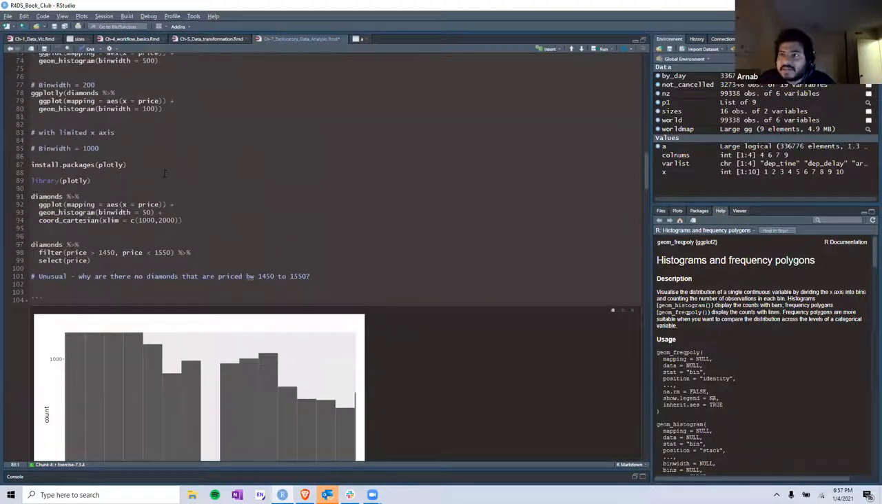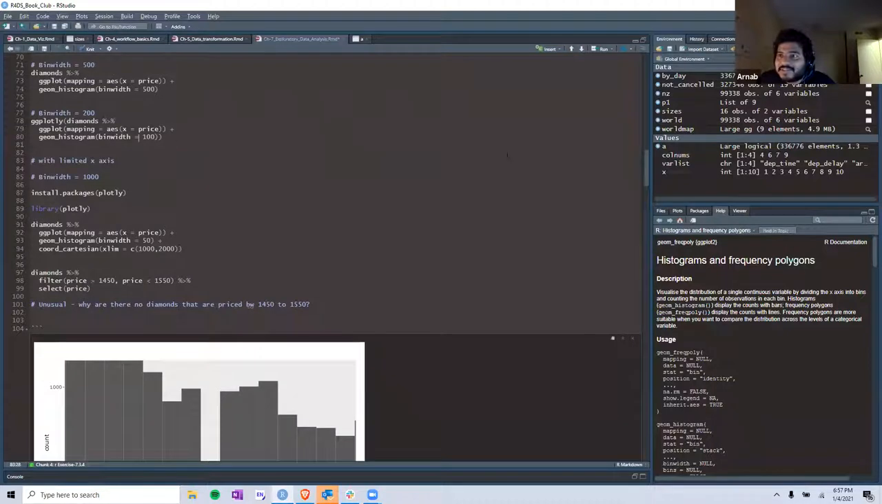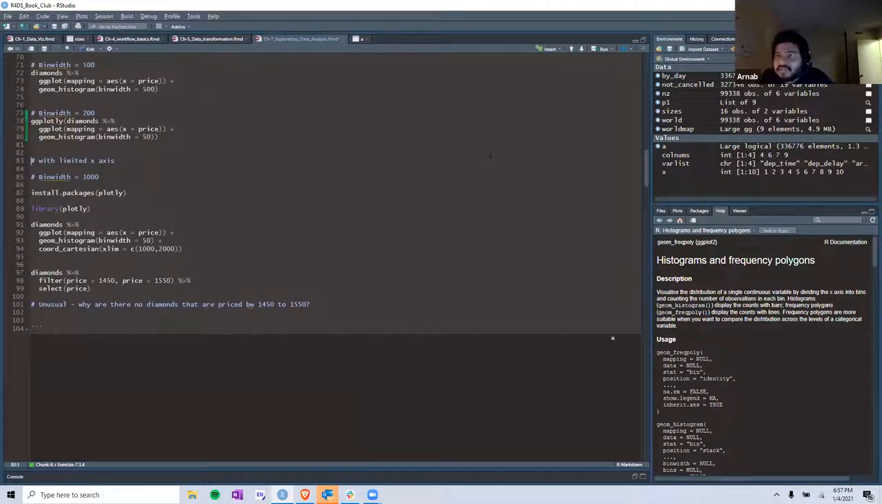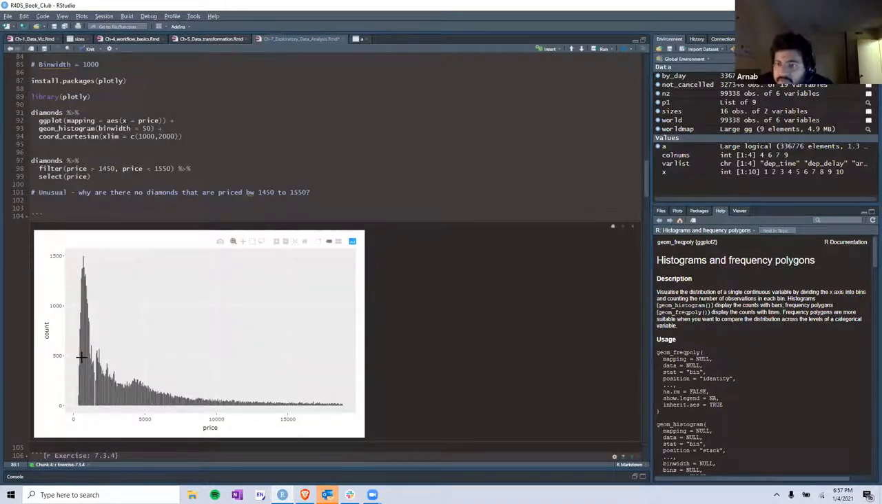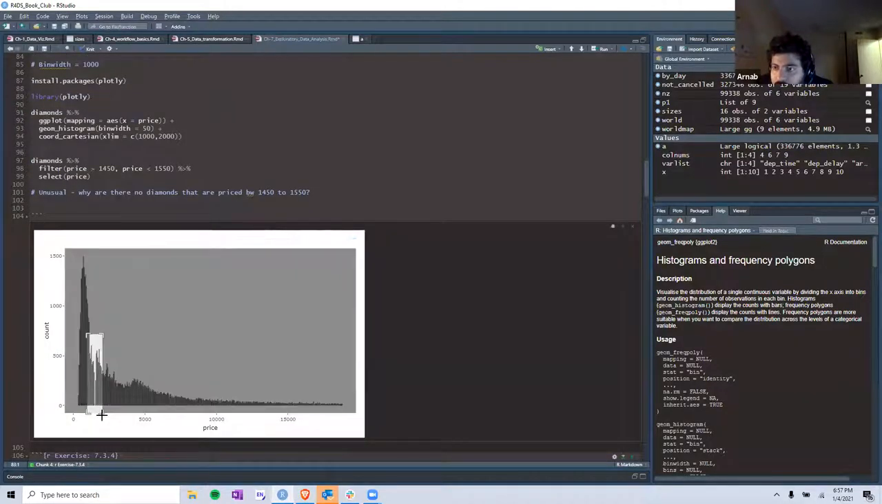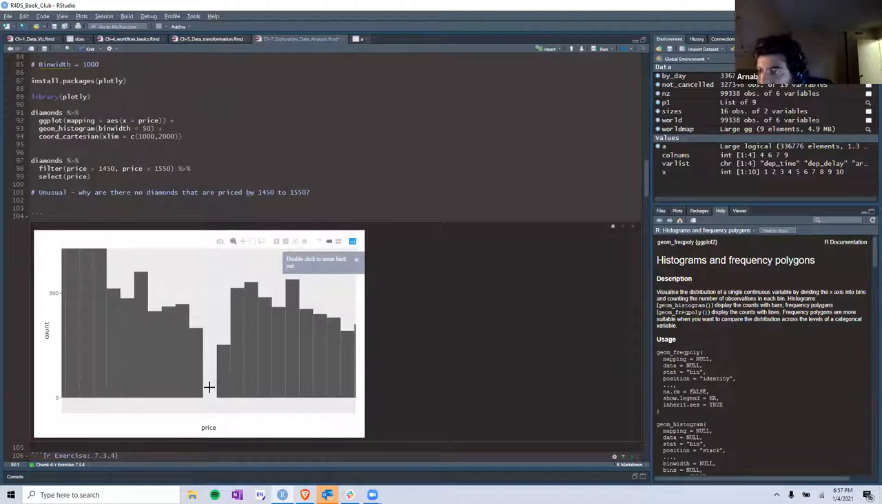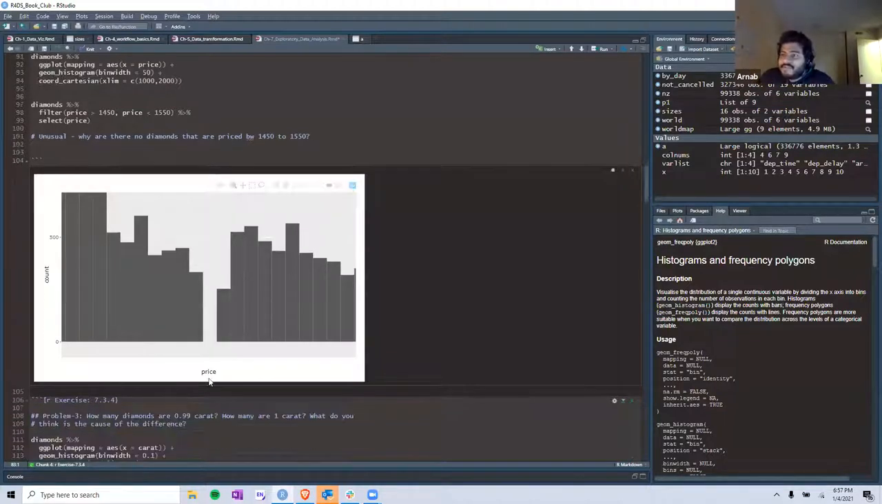Okay, this is super interesting. Let me do 50 as I did in that lower graph. So we have 1450, we have 1550 and above. Yeah, this is absolutely zero. This is absolutely blank, right? Very interesting.